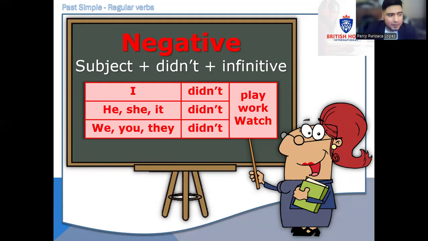For example, let's analyze the structure. Subject plus didn't plus the verb or infinitive in the regular form. It means in the way you know the verb. Tal cual como conoces al verbo en su forma original. For example, I didn't play soccer. Okay, as you can see, the verb is in the regular form. It doesn't change anything.